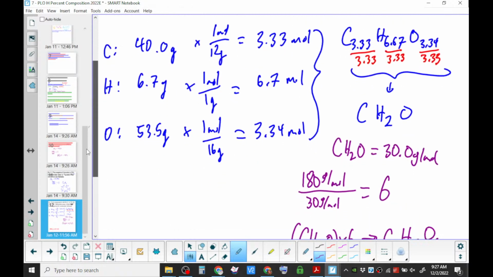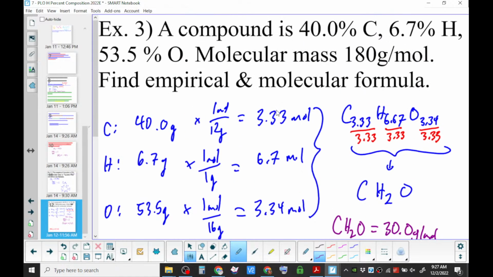So to check your own work, take each of the percent compositions, divide by the molar masses to get the number of moles, put those into a formula, and divide by the smallest ratio here, 3.33. You'll get CH2O. CH2O is 30 grams per mole. Divide that into 180. So you don't use the 180 until the very end.